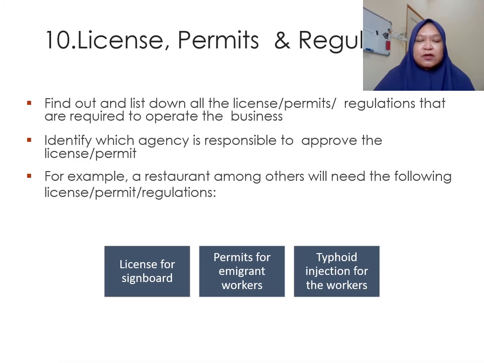You also need to prepare the license, permits, and also regulations. So you have to find out what are the license, permits, and regulations needed. For example, license for signboard, permits for immigrant workers, and also typhoid injections for the workers if you are involved in the food and beverage business.